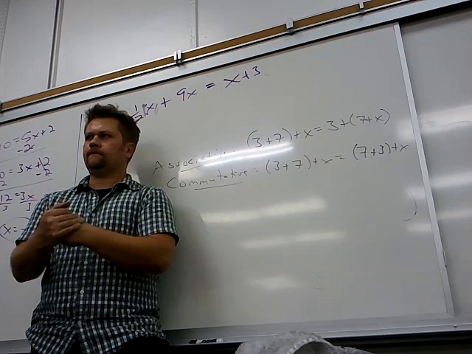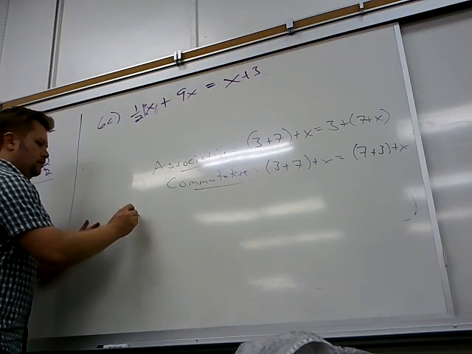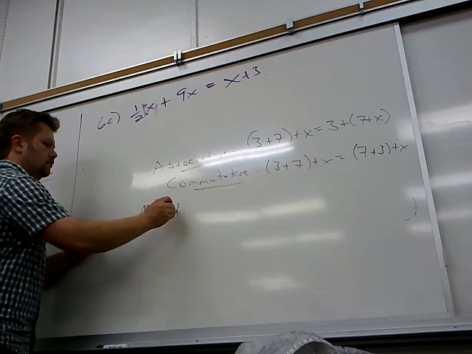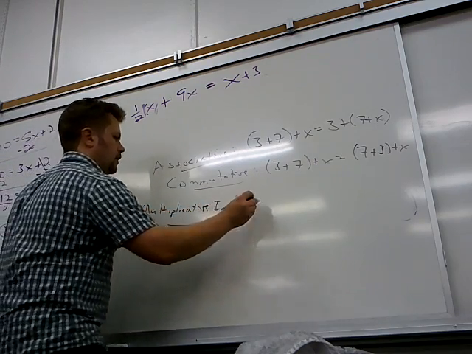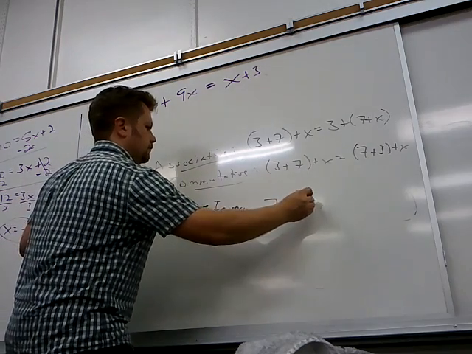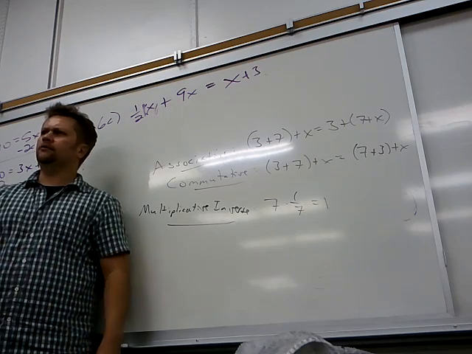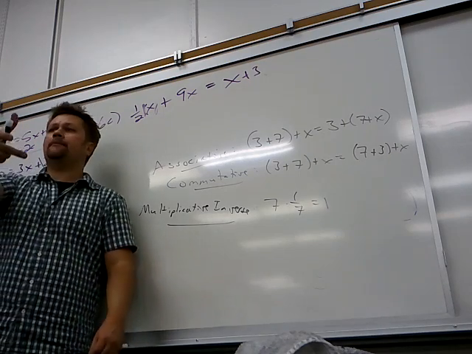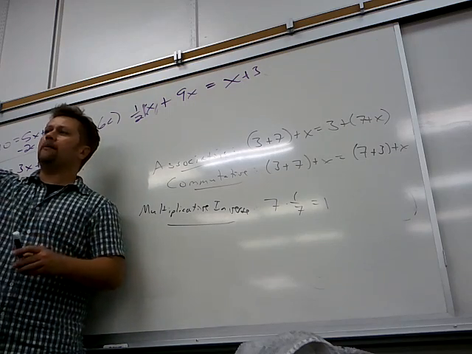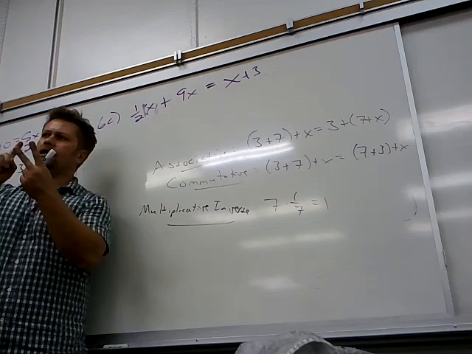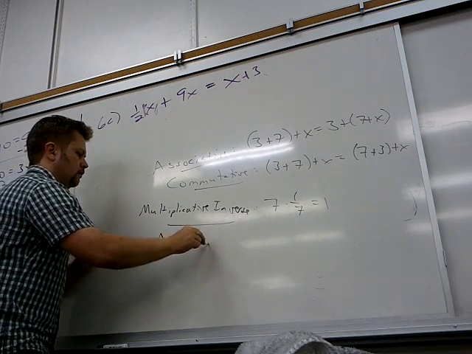Inverse? Inverse would be like multiplicative inverse, like 7 times 1/7. Because what's the opposite of 7 multiplicatively? 1/7, right? So inverse is the same as opposite. But there are two opposites, multiplication opposite and addition opposite. What's the additive inverse of 7?